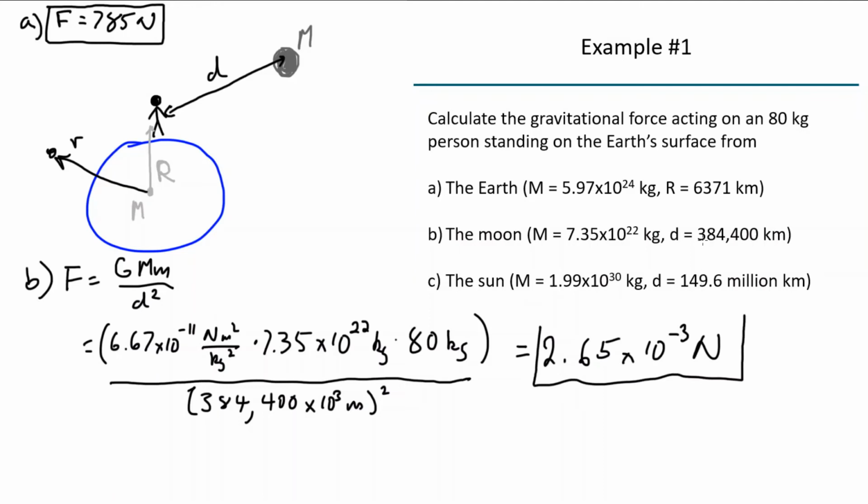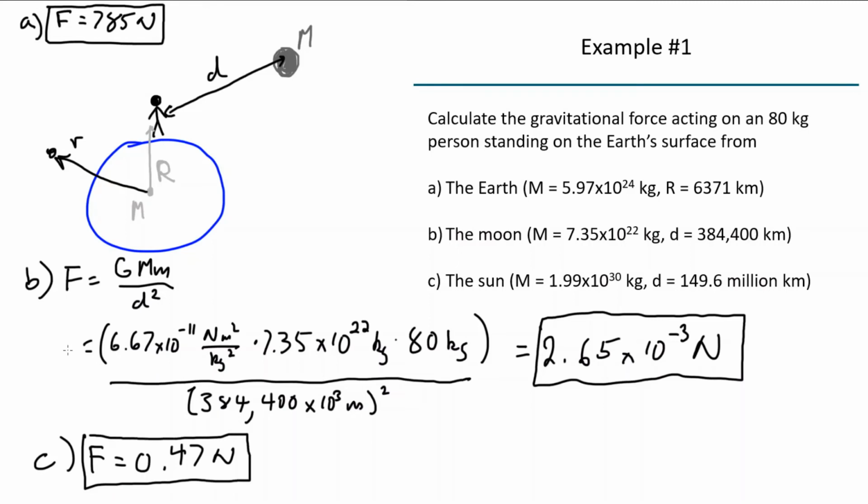So, while the gravitational force of the Earth on this person was 785 newtons, gravitational force of the moon on this person is 2.65 millinewtons. That's teeny, teeny, tiny. Very small. The moon exerts a negligibly small force on any person on the Earth. And for part C, I'm not going to go through this whole calculation again. I'll just give you the answer that the force that the sun exerts on a person, I calculate this exactly the same way that I did with the moon, is 0.47 newtons. It's a little less than half a newton.